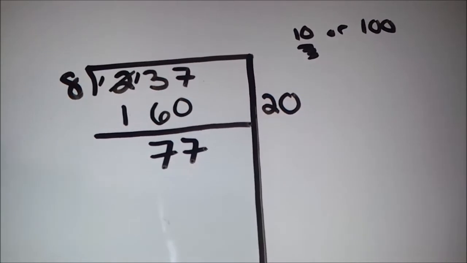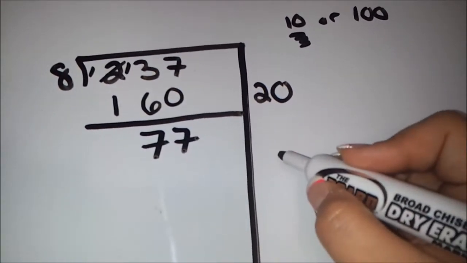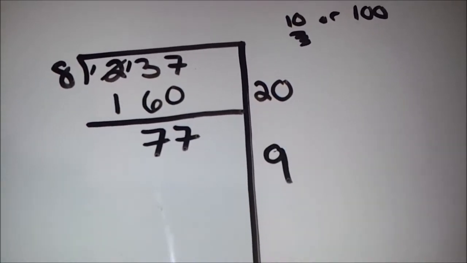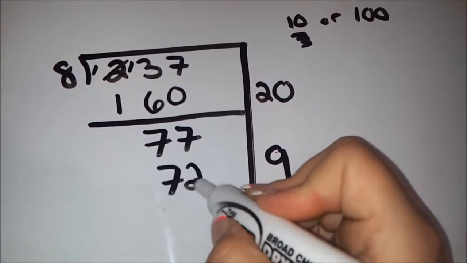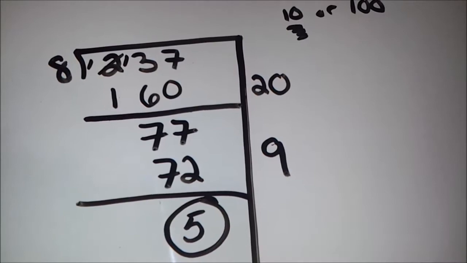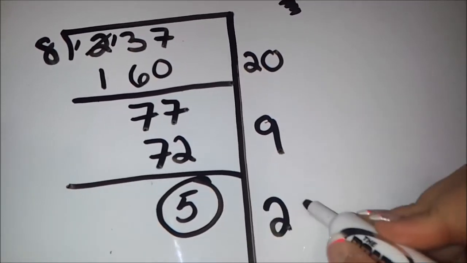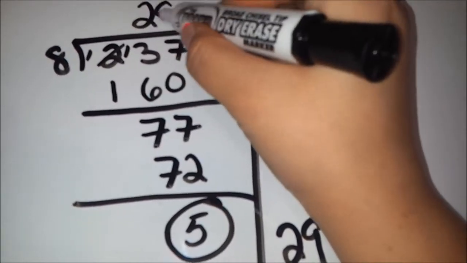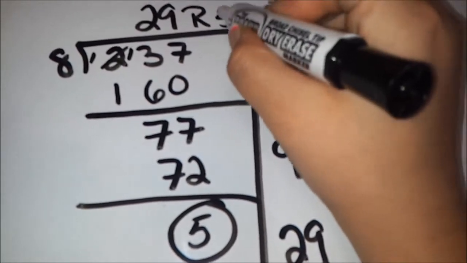Now, we know that 10 times 8 is 80, so we want a little less than that. Let's do 9 times 8. 9 times 8 is going to give us 72. We're going to subtract. Our answer is 5, and that's smaller than 8. That'll be our remainder. Add up our partial quotients, and our answer is 29 with a remainder of 5.